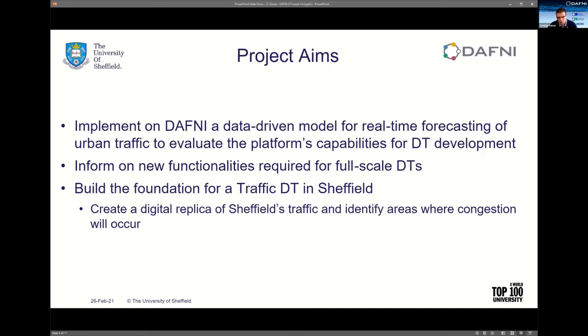So together with this, the model and the use case that we've built is a foundation for traffic digital twins in Sheffield, and we achieved that by creating a digital replica of the traffic and identifying areas where there might be congestion in the future. As Daniel presented earlier, we're still at a lower level of maturity because the project just started, but we have plans to take it up the level scale.